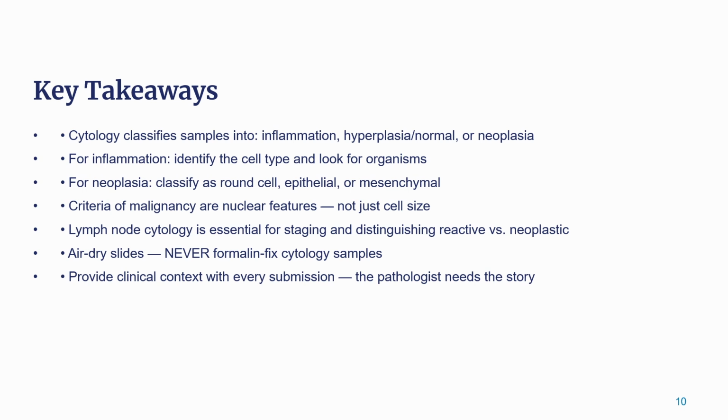Wrap up. Every cytology sample answers one question first: inflammation, normal, or neoplasia. From there, you characterize the type of inflammation or the type of tumor. The nucleus tells you about malignancy. Lymph nodes are a staging goldmine. And please remember, air dry your slides, never formalin.